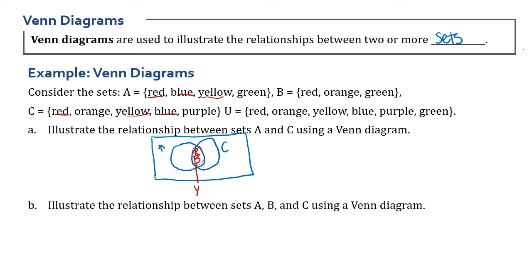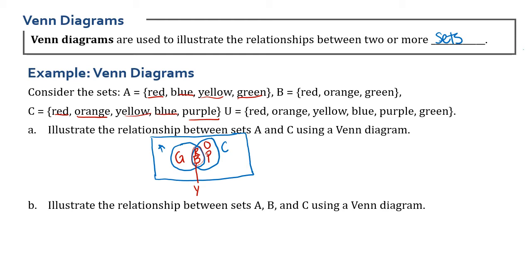What's in this part of A is going to be the elements that are in A that are not in C. So that's just going to be green. Green is a part of set A, but it's not a part of set C, so that's why it's not in that overlapping part. And then what are we missing that's in C but not in set A? That's orange and purple.